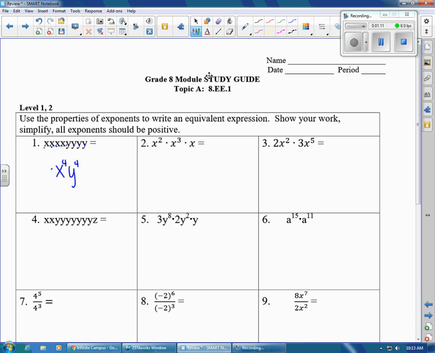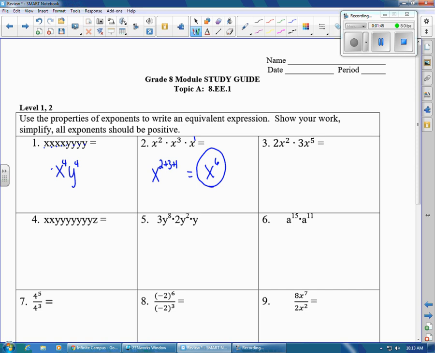Number 2, we are multiplying powers with the same base, and our properties of exponents tell us when we're multiplying with the same base, we keep our base and we add our exponents. So this is going to be 2 plus 3. Don't forget this has a 1. So it's going to be 2 plus 3 plus 1, which is going to be x to the 6th power. Now I'm going to go ahead and circle my final answer so that you know that is my final answer, not my work.